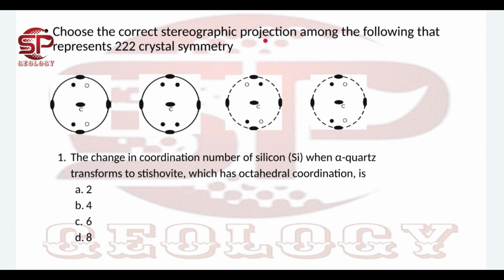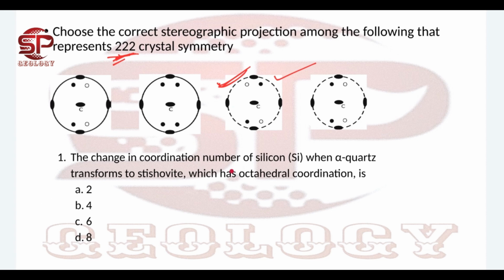And choose the correct stereographic projection among the following that represents 2, 2, 2. That is rhombic disphenoidal. So this is the correct expression of rhombic disphenoidal. There is no mirror plane here, only there are 3 two-fold axes. So the answer will be this one.